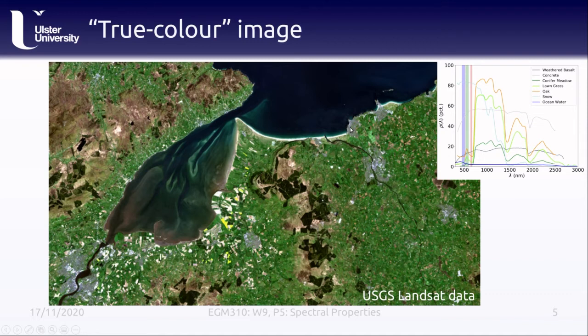This image is what is known as a true color or natural color image. It's displayed with the red wavelengths recorded by the sensor displayed as red on the computer screen, green wavelengths displayed as green, and blue wavelengths displayed as blue. You can also see our spectral curve plot here in the corner with the different bands highlighted.